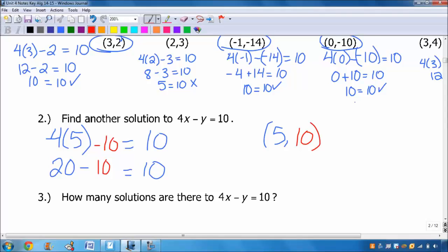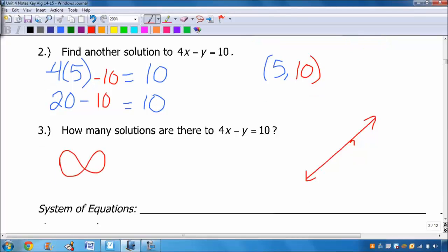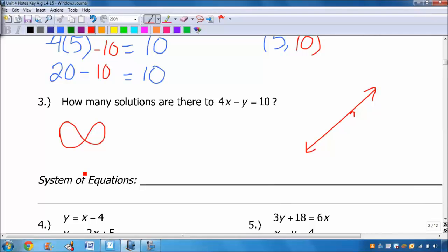Hopefully you should understand that no matter what you plug in for x, you'll have a corresponding y value, so that the line has multiple points on it, right? If I were to graph the line out, it would end up looking like this. I have multiple points on the line. I can choose anywhere on the line and there'll be a point there. So that means that there are infinite solutions to 4x minus y equals 10, okay? So in one line, you have infinite solutions, right?